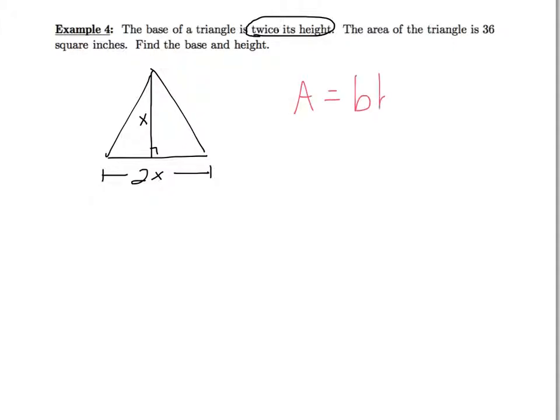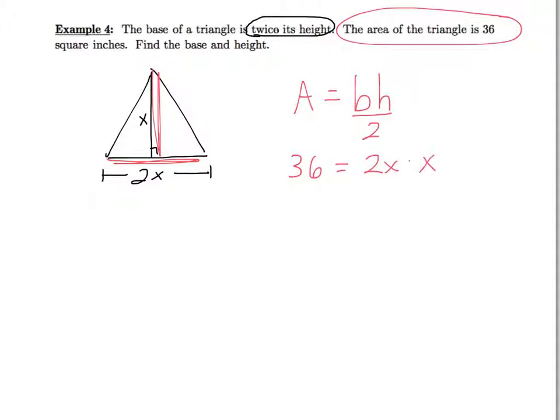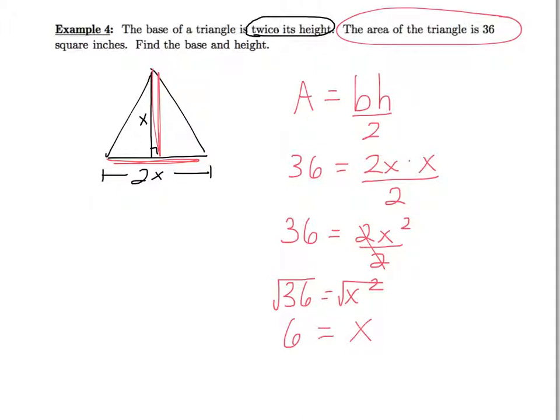Area equals base times height divided by 2. Area they give me of the triangle is 36, so 36 equals base, which is right here, 2x times my height, right here, which is x, so times x, and I divide that by 2. So 36 equals 2x squared divided by 2. Well, the 2's are going to cancel, so 36 equals x squared, and to find x, I take the square root, so 6 equals x.